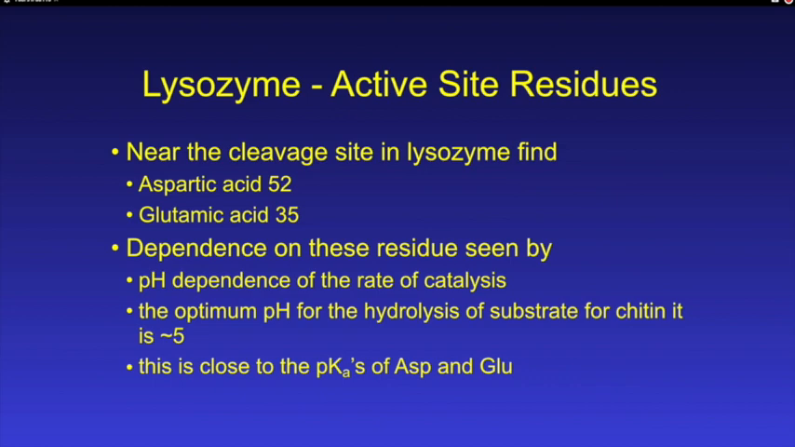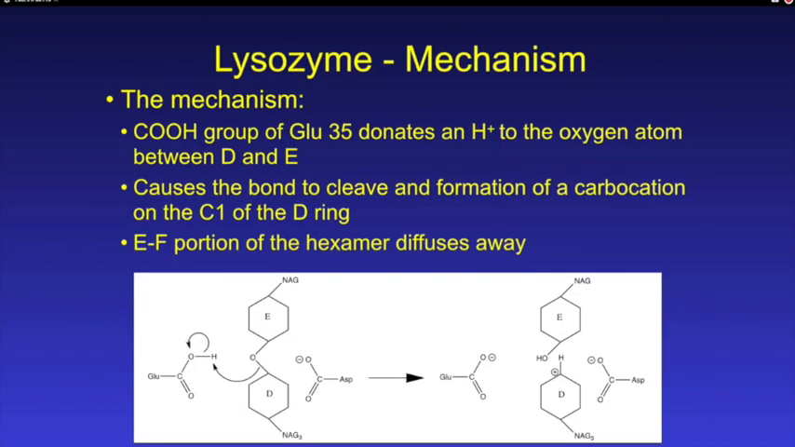After looking at the reactive residues, we find that there's an aspartic acid 52 and a glutamate 35 inside the active site. Their dependence upon reaction has an optimal pH of 5, which is very close to their pKa's, and so this fits experimentally. If we take a look at the polymer, I put all of the polymer in here, but I'm just going to call it the D and the E bond because that's where we're going to break between. This is what actually happens, okay?